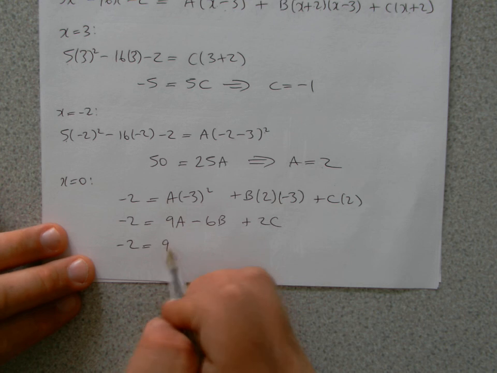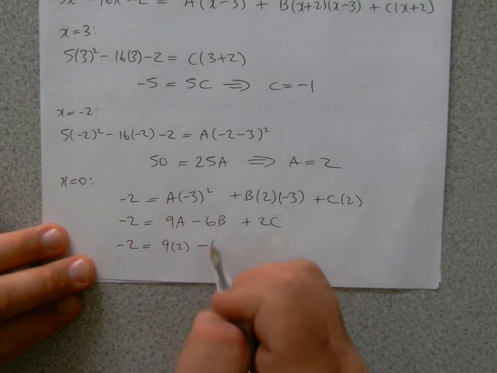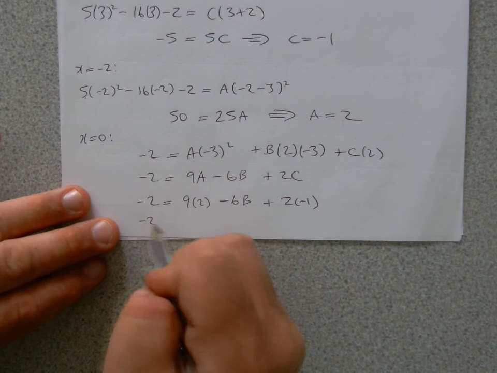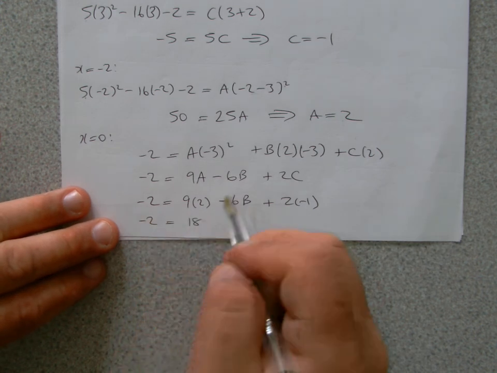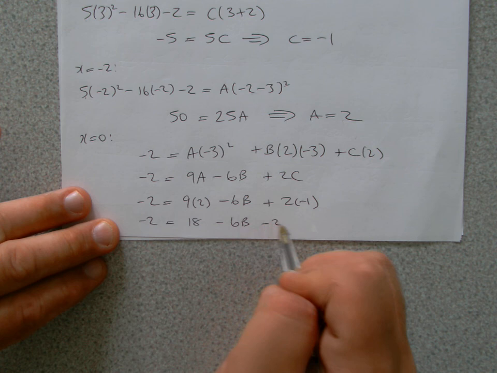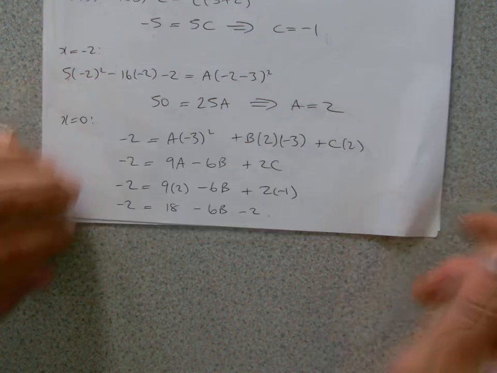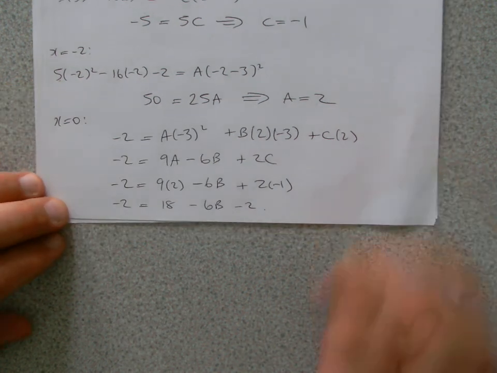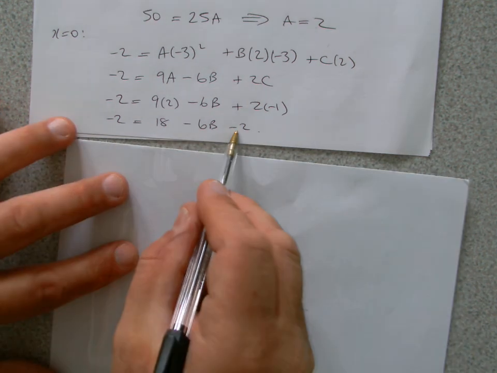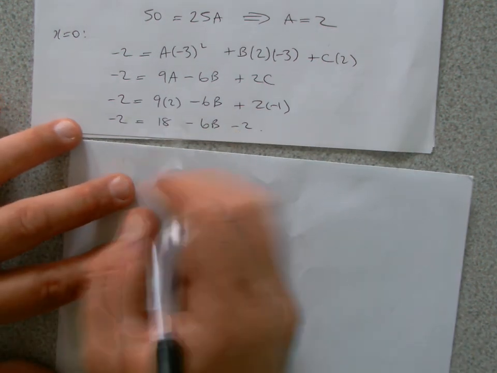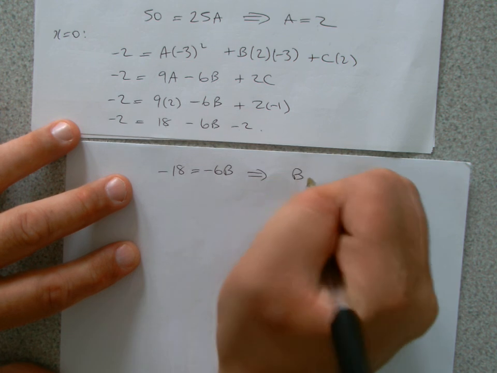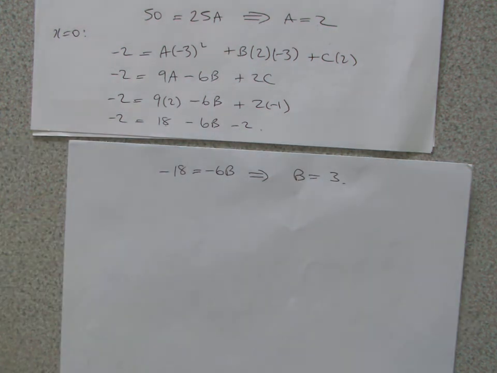So I know a is 2, and I know c is negative 1. So, bit of maths then. You're substituting in your a and c, and you can then work out what b is from there, if that makes sense. So basically, from that step forward, well, 18 take away 2 is 16. Take that over, so you have minus 18 is minus 6b. So that implies then that b will be 3, when you divide through.